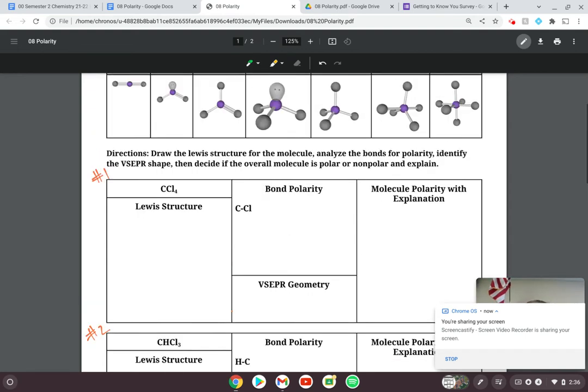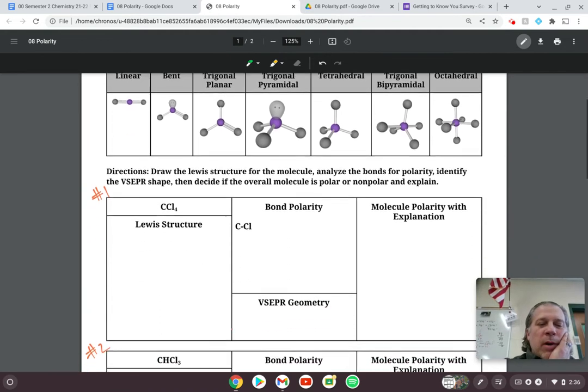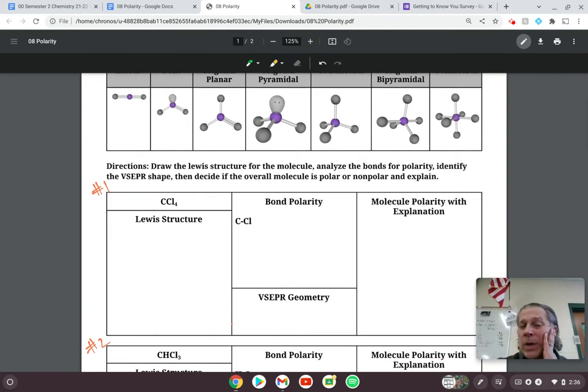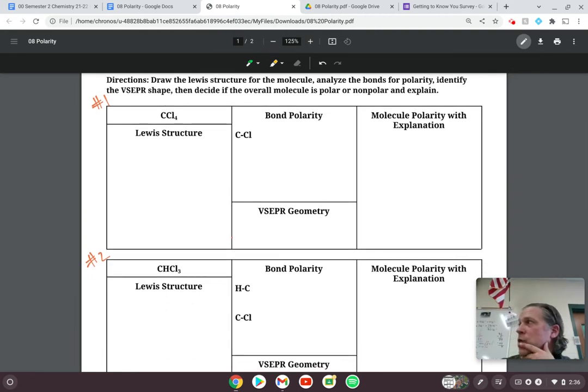Okay, so I'm going to go through and make an answer key for worksheet 8 for Polarity. I'm going to do each individual problem as one short video, so you don't have to watch the whole thing. You can only watch the ones you think you need help with. And hopefully this will be helpful as you prepare for your quiz, which is going to be on Wednesday.